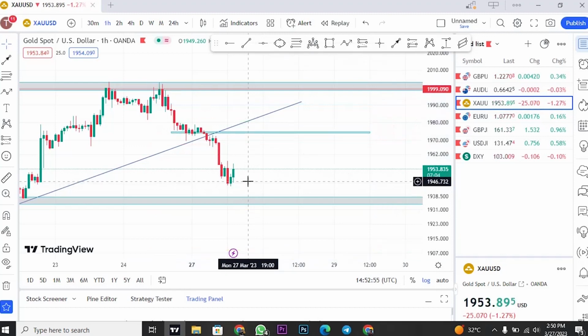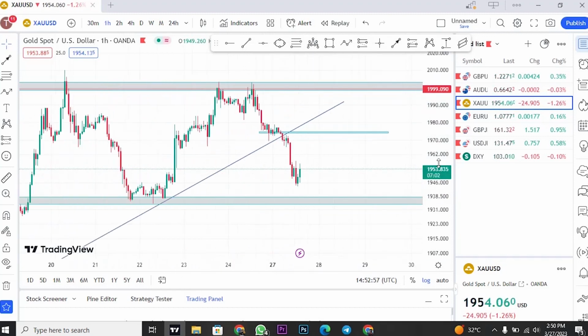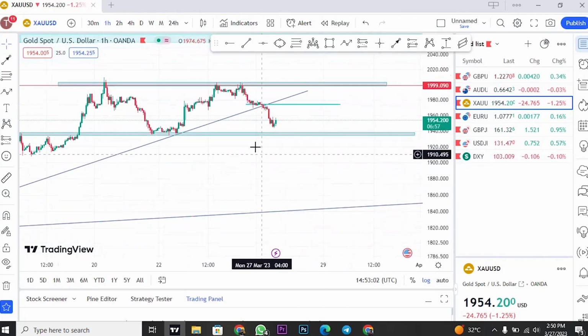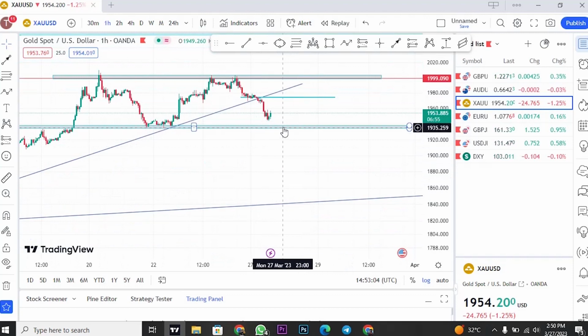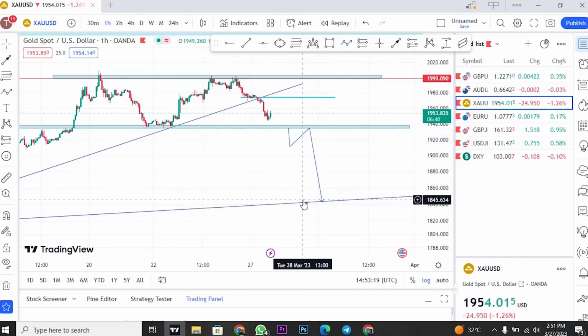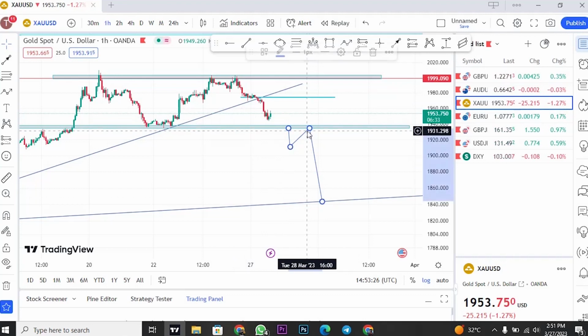But when gold eventually ends up pulling all the way to this level on the downside and breaks this support region here, after the break I just want a retest on it, making it a resistance, and then a pull to the downside. So that's how I'm looking forward for gold.